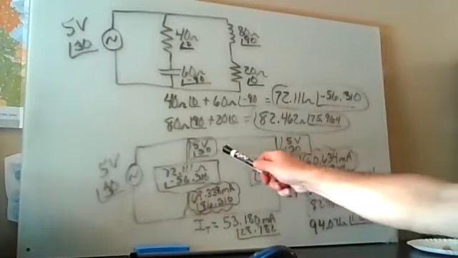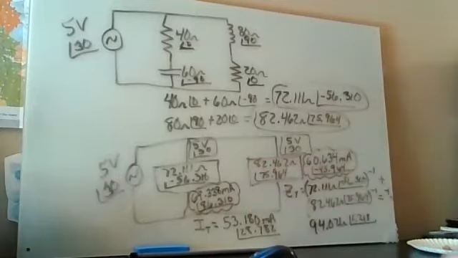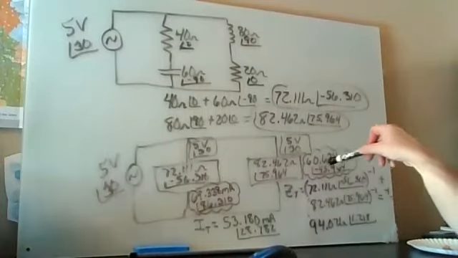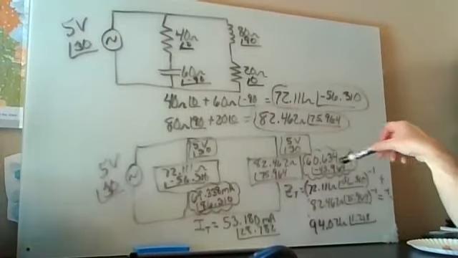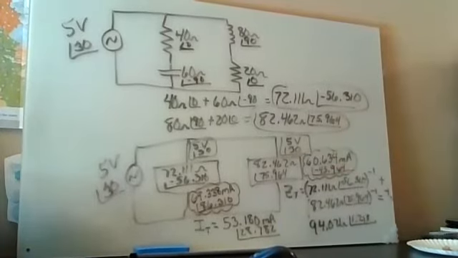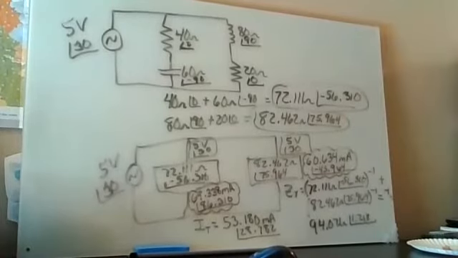So just divide 5 volts at an angle 30 by 72.111 at an angle negative 56.310, and you should get 69.338 milliamps at an angle 86.310. Yeah, it's there. Then do this one. Make sure you get 60.634 milliamps at an angle negative 45.964: 5 volts at an angle 30 divided by 82.462 at an angle 75.964. Because you get these two, you're going to be good.